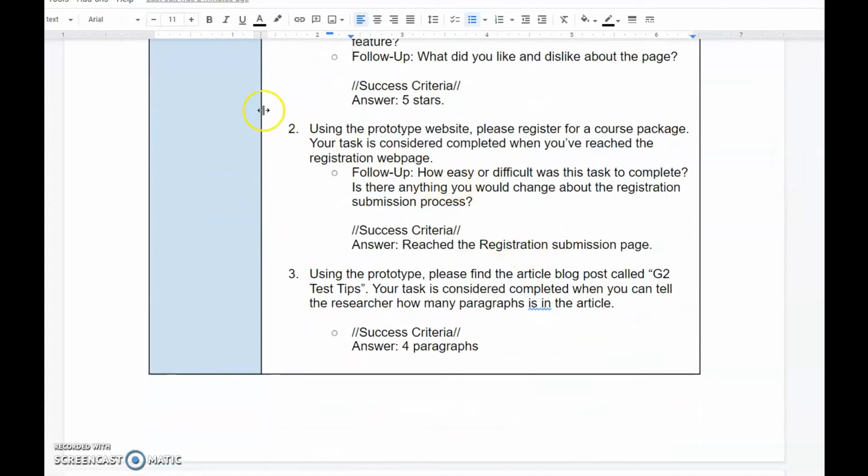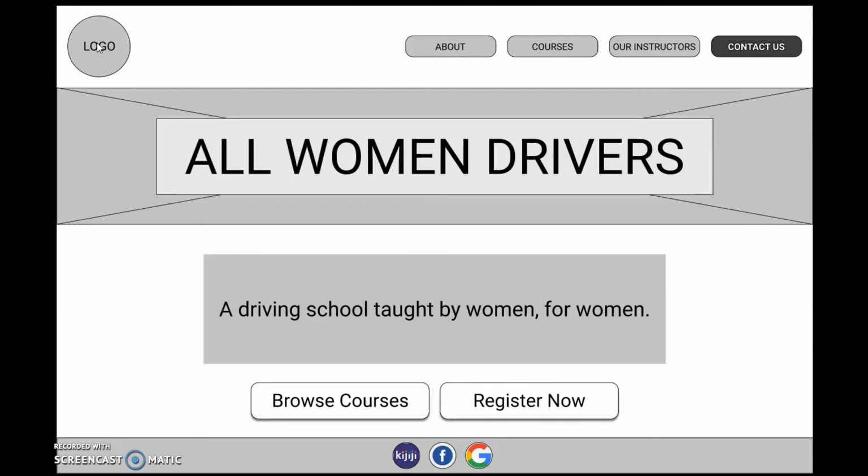For the second task, it was using the prototype website, please register for a course package. Your task is considered completed when you've reached the registration webpage. For this task, people finished this with flying colors. They knew that they would either have to look at the courses tab in the navigation, or they could use the call to action button on the homepage. Surprisingly enough, I'd say 4 of the 5 people used the homepage button and only 1 person used the nav, which I actually thought would be the opposite.